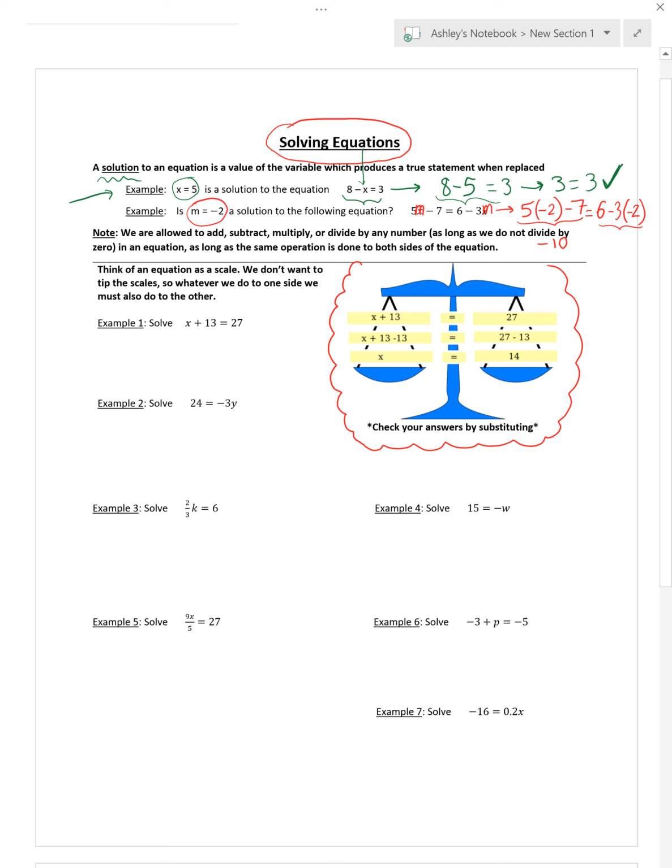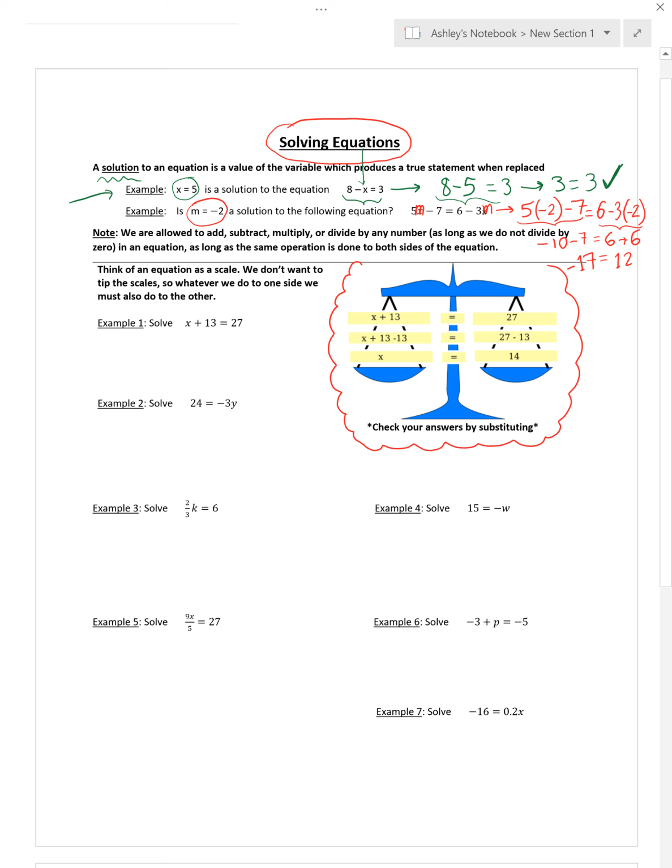With order of operations, the first thing I would do here is multiply 5 times negative 2, which is negative 10. And then I'm going to subtract 7. Negative 10 minus 7 is negative 17. So in order for m equals negative 2 to be an actual solution to this equation, when I simplify the right side of this equation, I better also get negative 17. If I get anything else, that means it's not a solution. Let's see, 6, and then you have a negative 3 multiplied by a negative 2, that's a positive 6. 6 plus 6 is 12, that is not true.